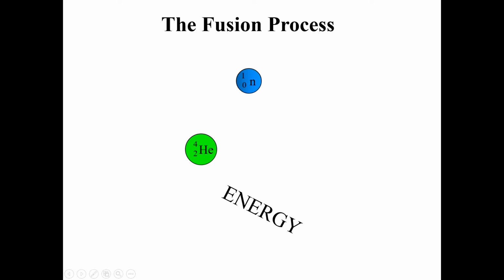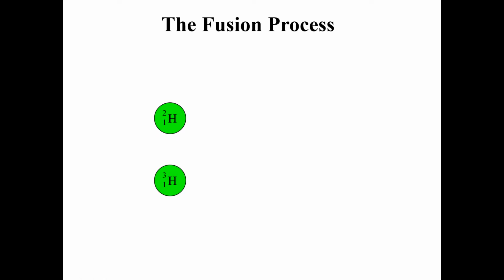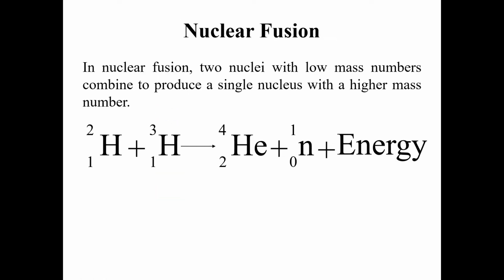Let me repeat it again. In nuclear fusion, we have deuterium and a tritium nucleus. We try to combine these two nuclei, and that we call fusion. Once we fuse them into a helium nucleus, along with that we get a neutron as a result of the nuclear reaction, and with this we get a huge amount of energy.